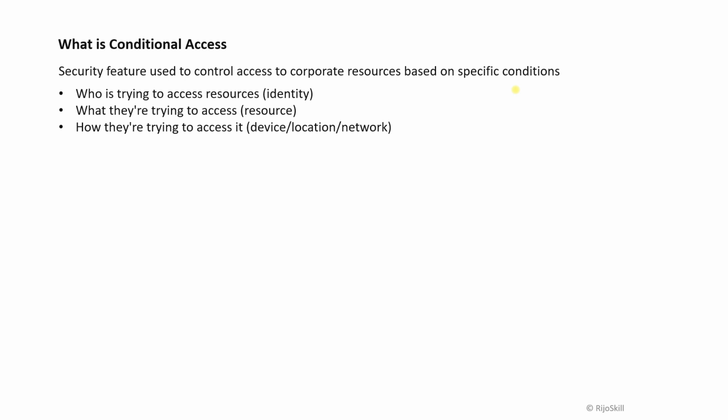And how are they trying to access? From their own device or corporate device, or location-based access or network. And when they are trying to access it, like time-based and risk-based access, so the risk level. So these are some of the conditions you can implement. If the conditions are true, then they can access the resource from the corporate network.